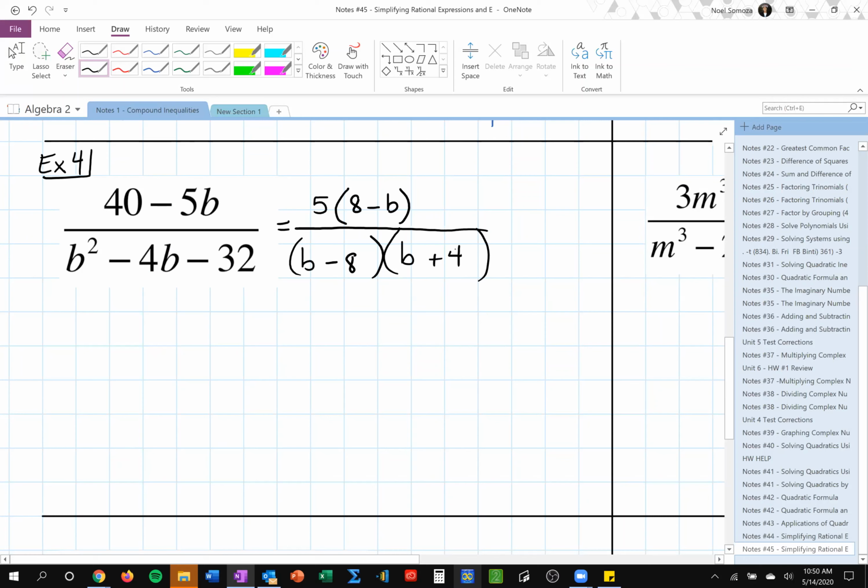So we can see here I have two possible values that are probably going to give me zeros in the denominator, so I split these into two separate equations. b minus 8 equals 0, and b plus 4 equals 0. So your two values for b that are going to create problems for you are 8 and negative 4, right? So these are going to be part of your excluded values. That's your set of excluded values.